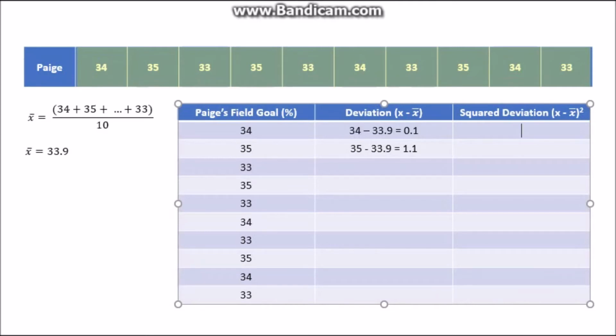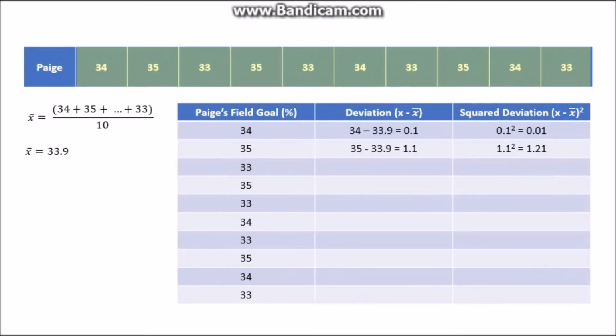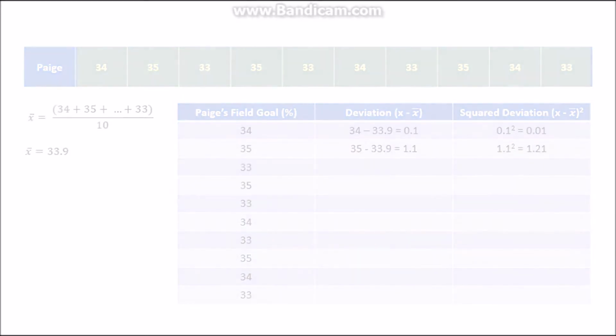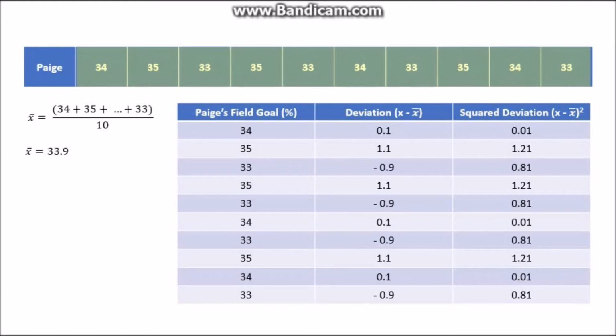You can also square the values once you've done that. So 0.1 squared is equal to 0.01, and 1.1 squared is equal to 1.21. You might want a calculator for calculating square values. I don't expect you to know all that. But we would have to do that for every single one of Paige's data points. Because I'm such a nice guy, I've done it for you.